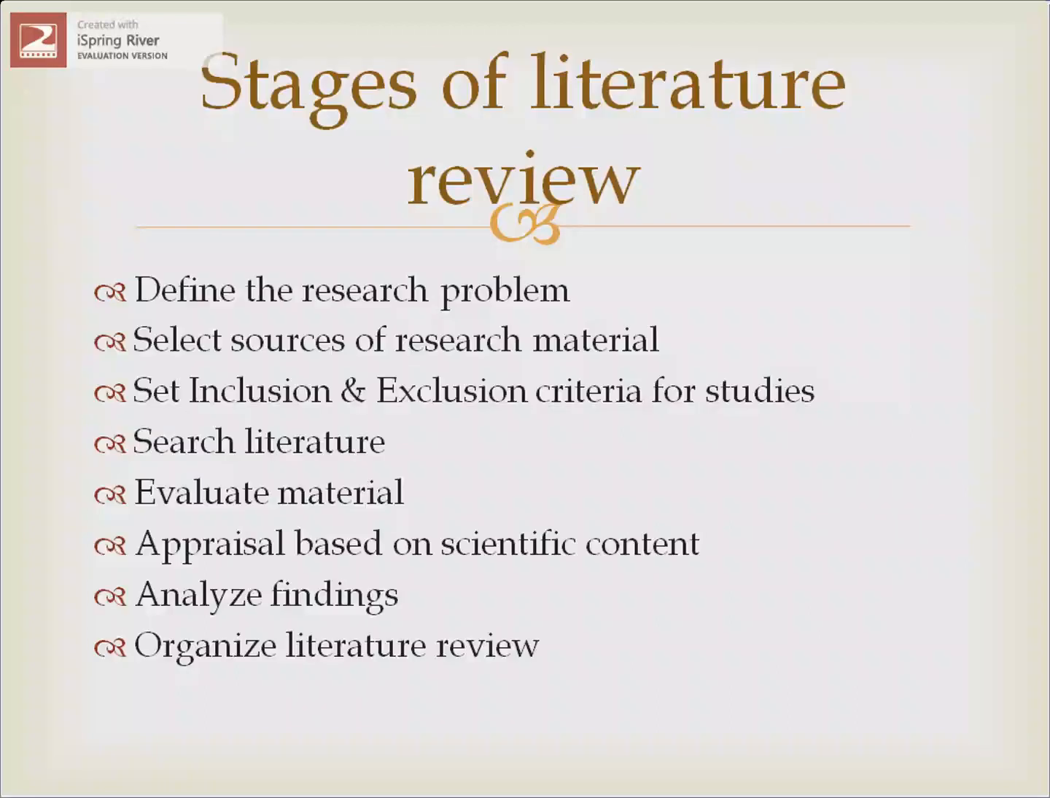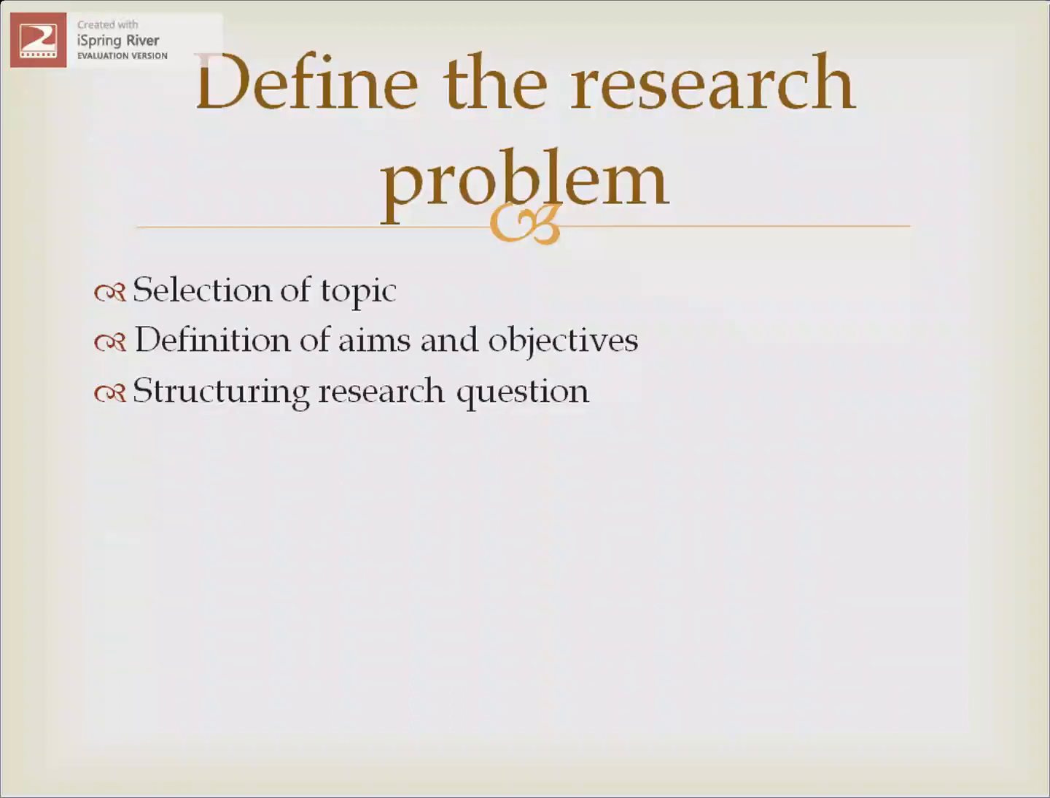There are a few stages of doing a literature review. First stage is to define your research question, then select sources of research material, set inclusion and exclusion criteria for studies, search literature, evaluate material, appraisal based on scientific contents, analyze your findings, and organize the literature review. So the first stage is to find your research question. Selection of topic is very important.